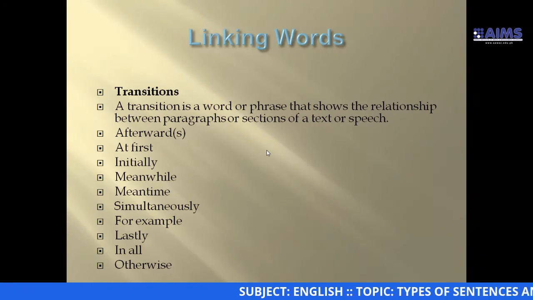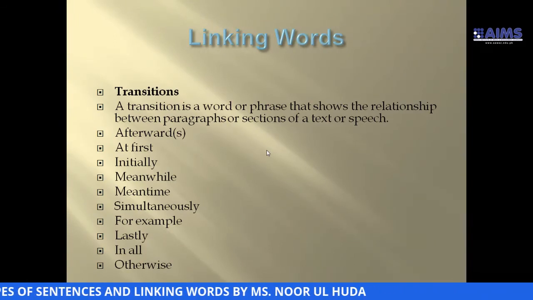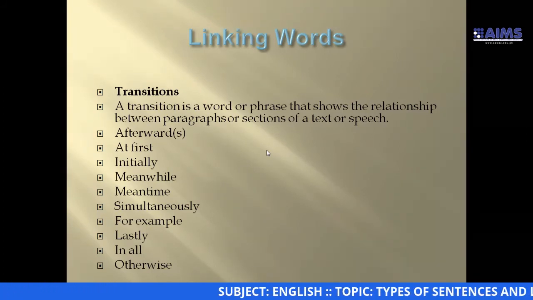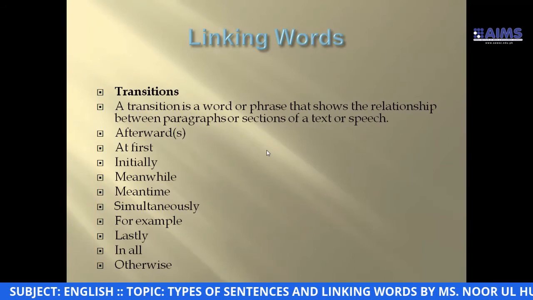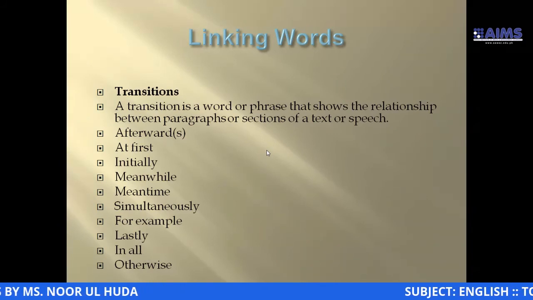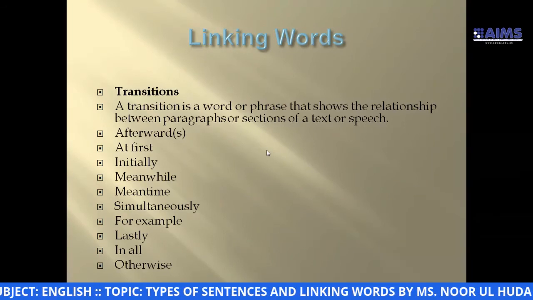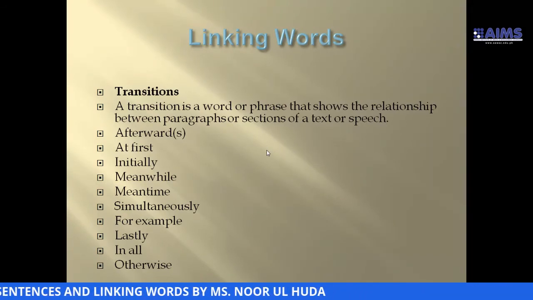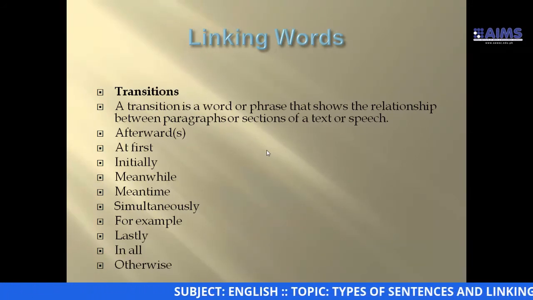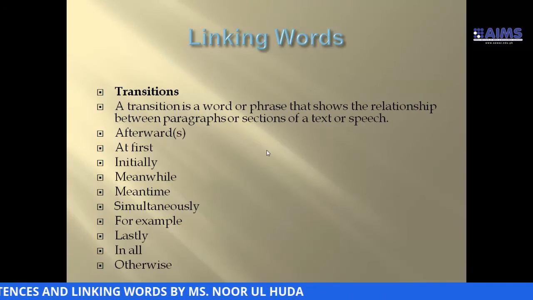So linking words are the words that are used to show cohesion and coherence in a text. Coherence means the link between different ideas in your passage is strong enough; only then can you form a good composition. When we transit our ideas from one idea to the other, we use transition or transitional words. A transition is a word or phrase that shows the relationship between paragraphs or sections of a text or speech.